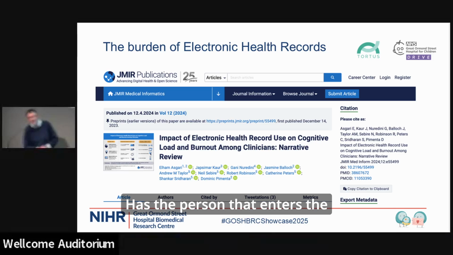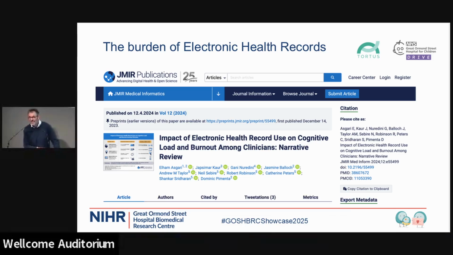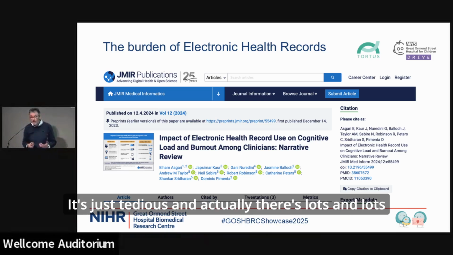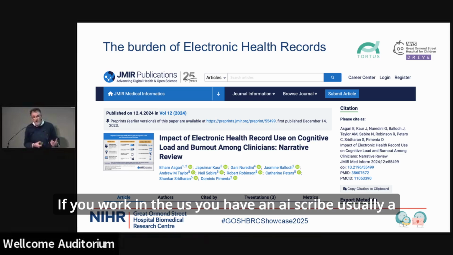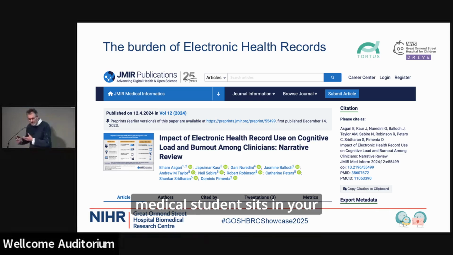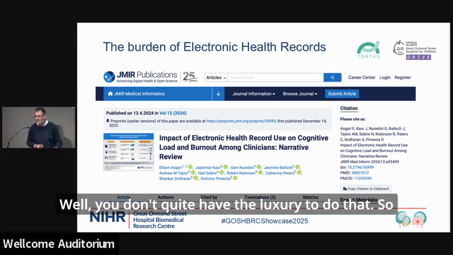As the person that enters the data into these systems, oh my God, it's just tedious. And actually, there's lots and lots of evidence that you get clinician burnout. If you work in the US, you have an AI scribe, usually a medical student, sits in your outpatient clinic, takes your notes for you.